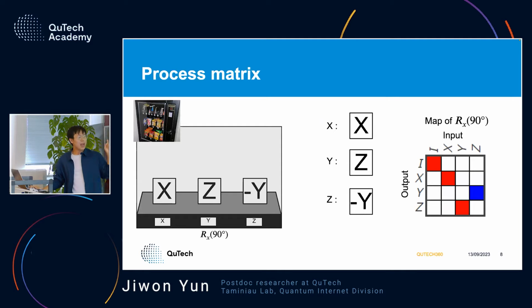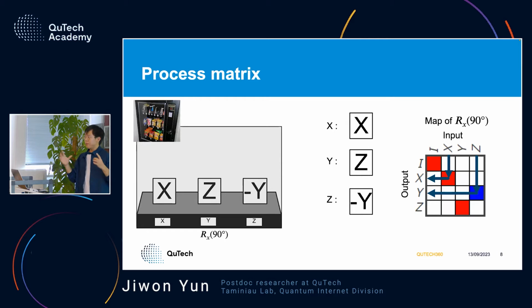The red means +1, the blue means -1. So if you input an X state, you'll get a plus X state. And if you input a Z state, you'll get a -Y state, and so on. So this is a little bit more informative version of the display you see on the left. This is the display of your vending machine or your quantum gate, and this is what people call the process matrix.